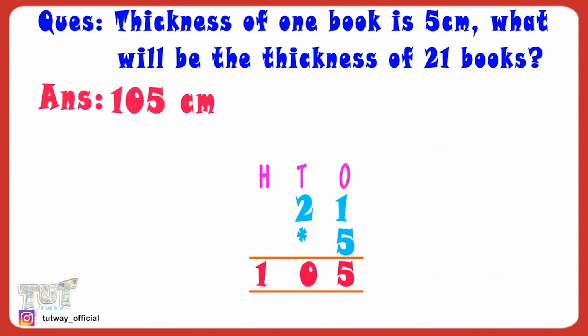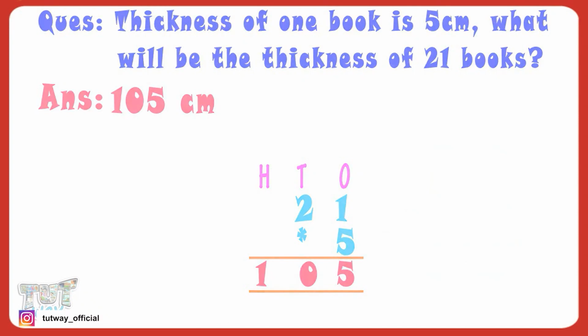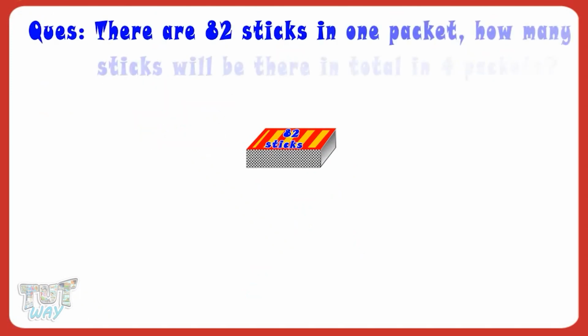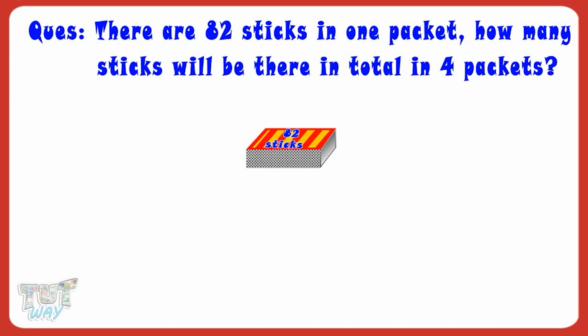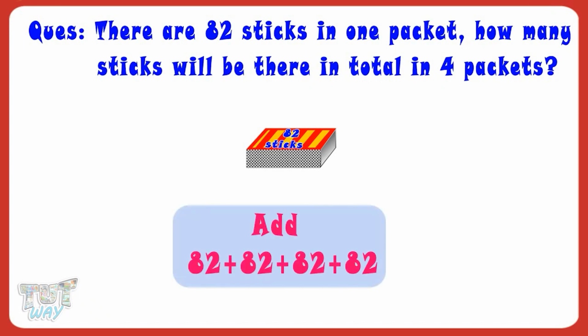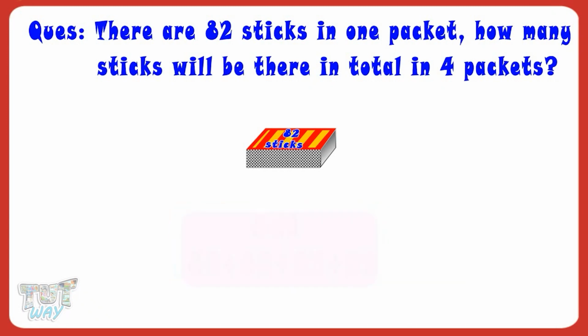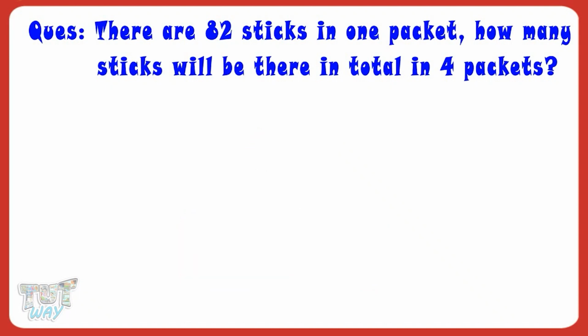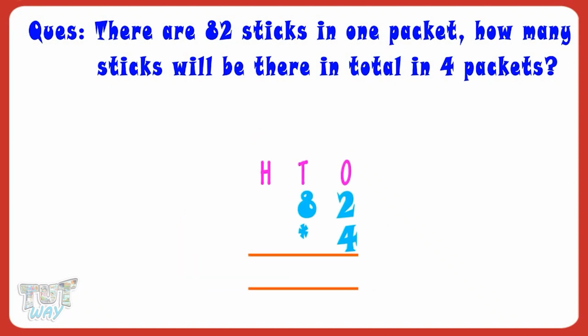Let's take just one more example. There are 82 sticks in a packet. Then how many sticks will be there in total in 4 such packets? We need to add 82 4 times. So instead, we can multiply 82 with 4. We write it as now.